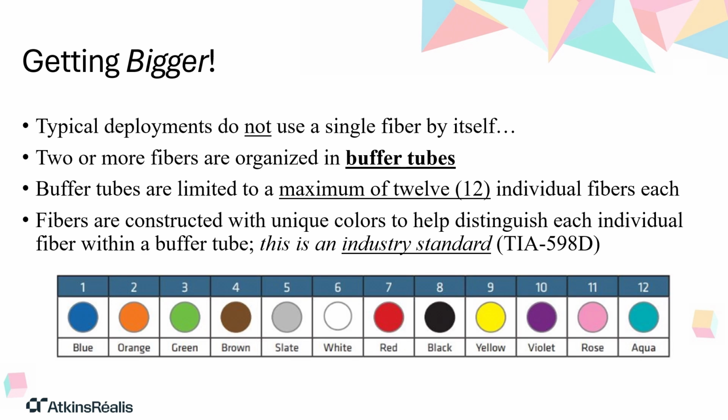So if you have a 144 count fiber optic cable, you will have 12 buffer tubes, with each buffer tube containing 12 individual fibers of this color scheme. So it's really helpful if you can remember blue, orange, green, brown, slate, white, red, black, yellow, violet, rose, aqua. That pattern will repeat again and again and again when you're dealing with fiber optic communications.